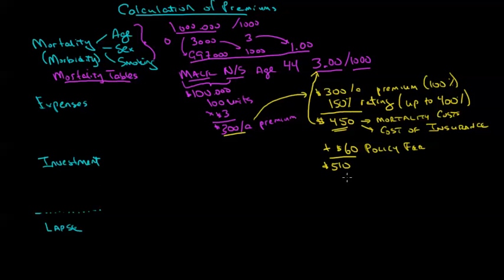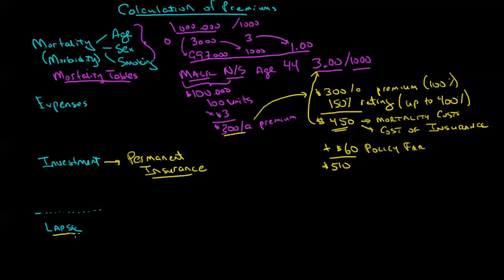And if this were a permanent insurance policy, then we would also add something in here for the investment component, but we'll just use term insurance here for the time being. But if this were permanent insurance, we would add some investment component into here. But let's just leave this at $510.